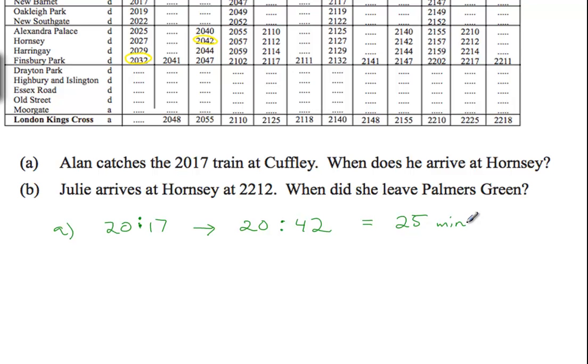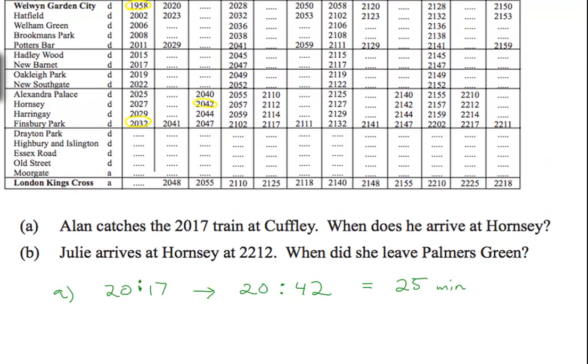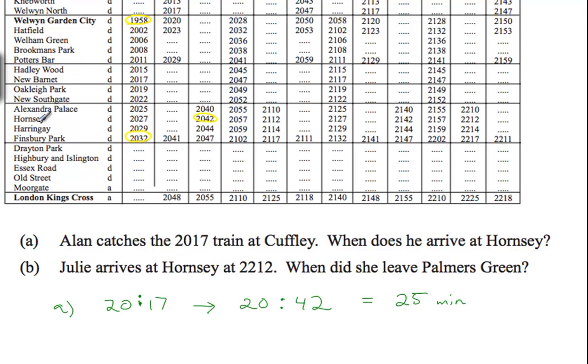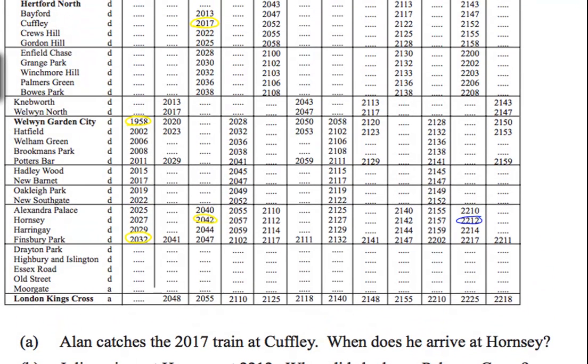B. Julie arrives at Hornsey at 22:12. When did she leave Palmer's Green? First of all we have to find Hornsey. Hornsey is right here. I use blue this time for Julie. So Hornsey, and she arrives at 22:12. We have to find the one that arrives at 22:12. It's the last one right here. So she arrives at Hornsey at 22:12. When did she leave Palmer's Green?